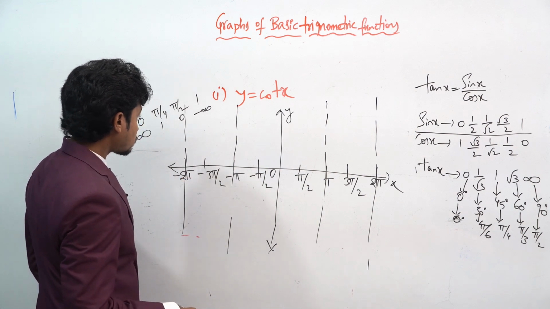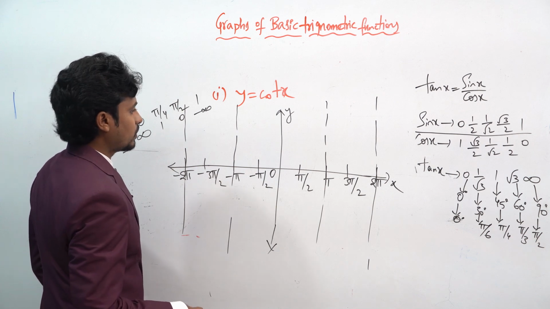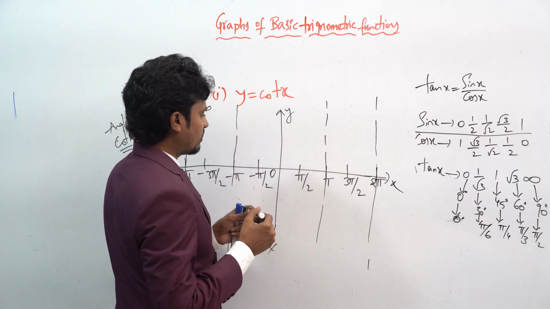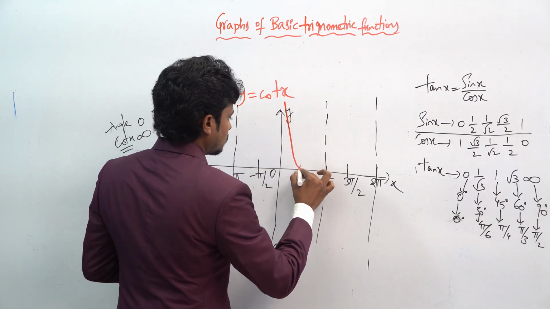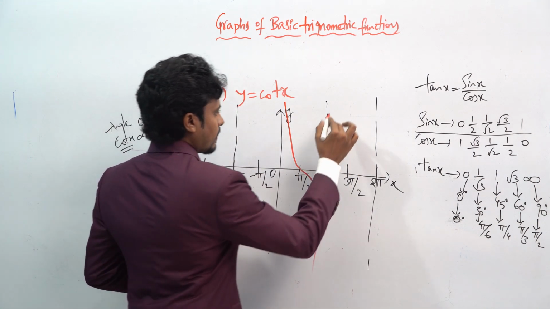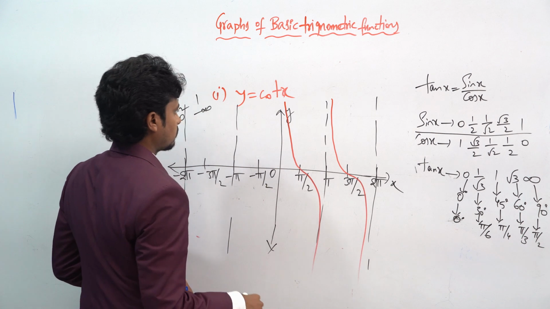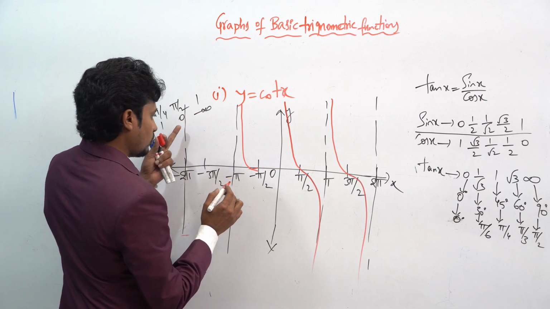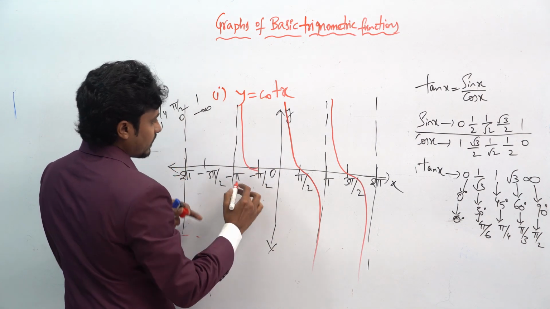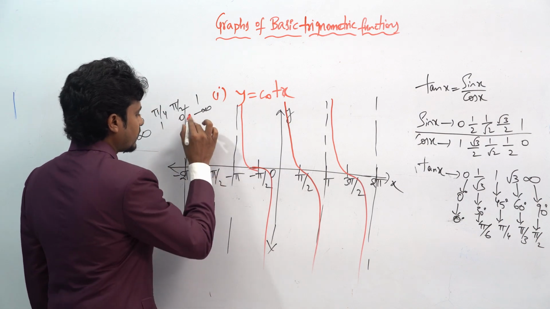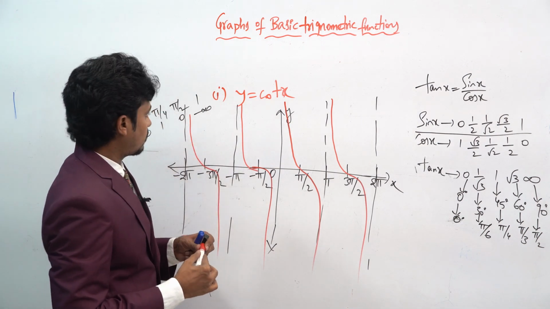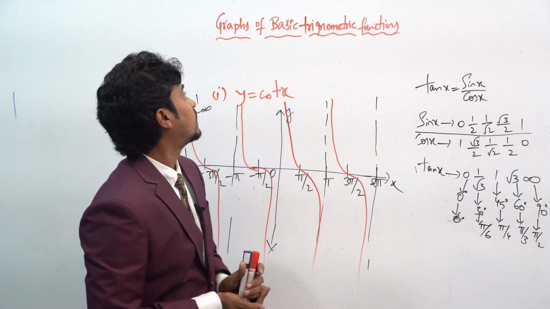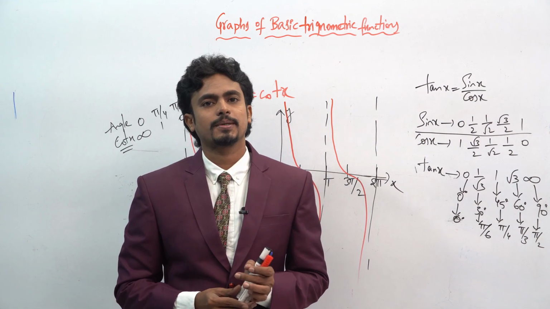Here you can see at 0 you will come from infinity, at pi by 2 it will become 0, like this. Okay, at minus pi by 2 also you will get 0, and before it, it will come from infinity, here from minus infinity. So this was the graph for y is equal to cot x. In this way we can solve the graphs for the basic trigonometric functions.